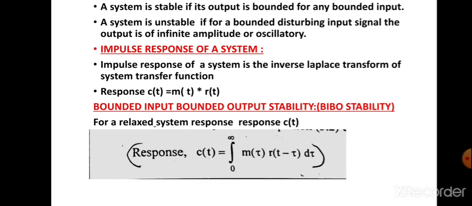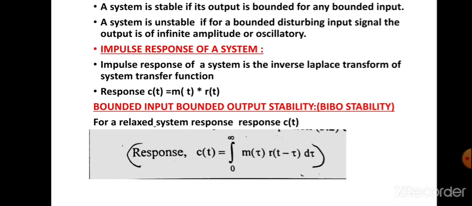Next we will consider bounded input, bounded output stability, that is called BIBO stability. BIBO means bounded input, bounded output stability. We will discuss the condition for BIBO stability. If we consider a relaxed system, its initial conditions will be 0. So we take the integration from 0 to infinity, because in the range minus infinity to 0 the system output will be 0. That means the initial conditions will be 0.